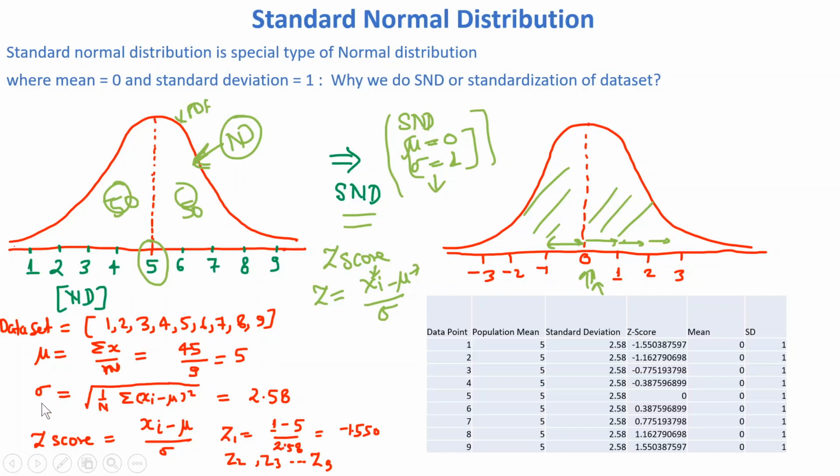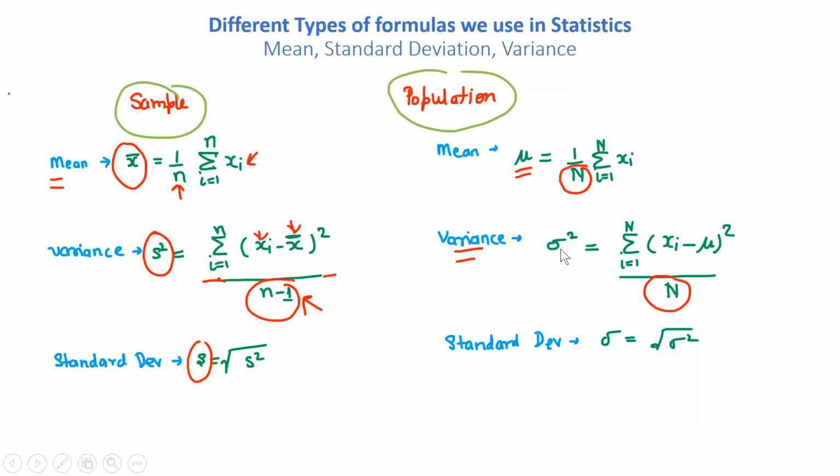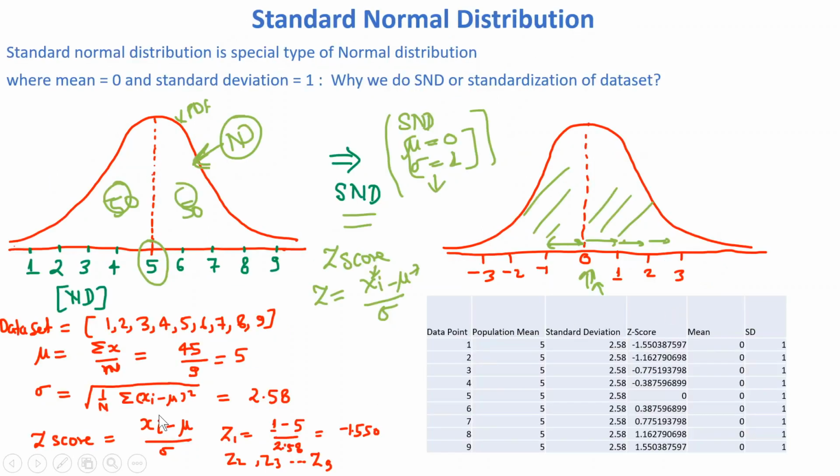After that, what is the population standard deviation? It is the square root of variance. What is the formula of variance? You can check here: summation of (xi minus mu) whole square divided by n.